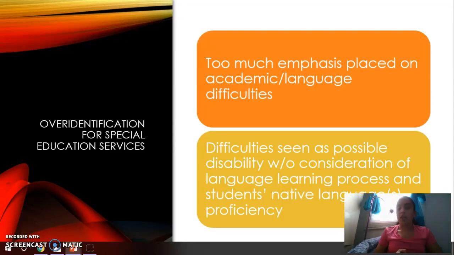because it is definitely a double cognitive load on students who are learning English and learning new content at the same time. And so we, as educators, we shouldn't be too quick to see problems the student is having as a possible disability.